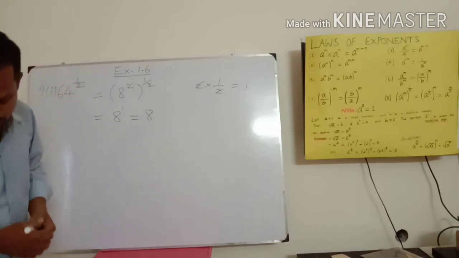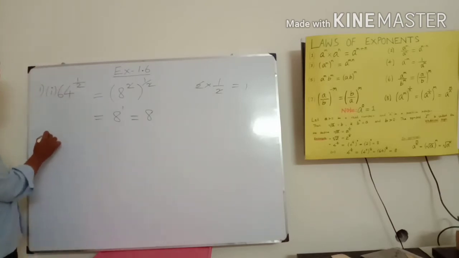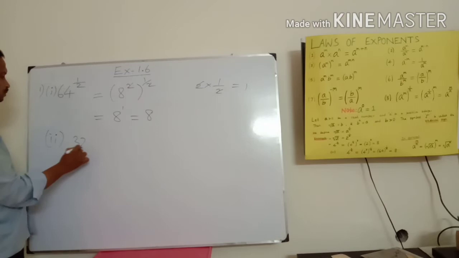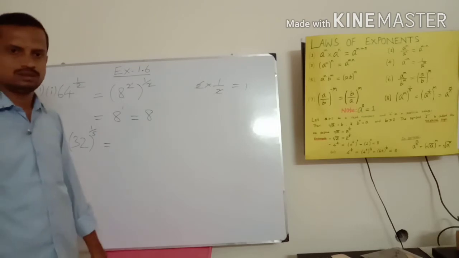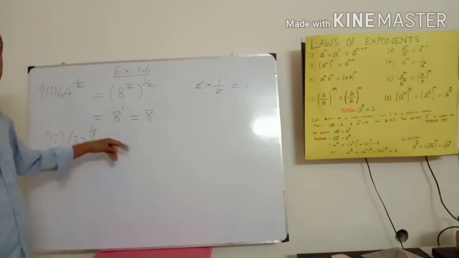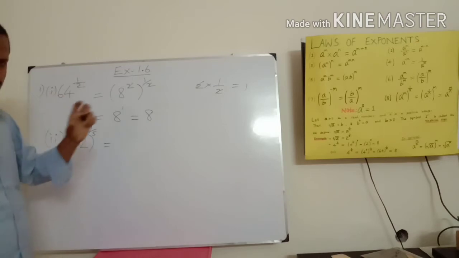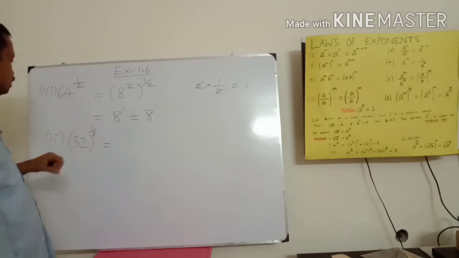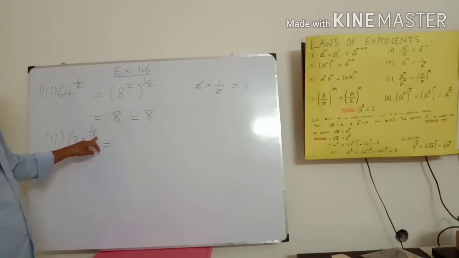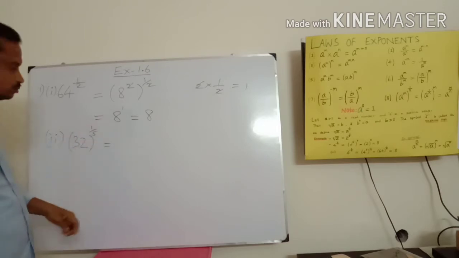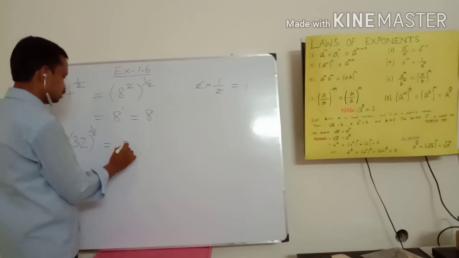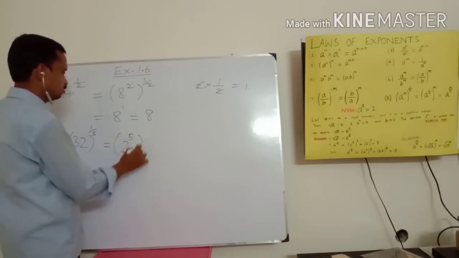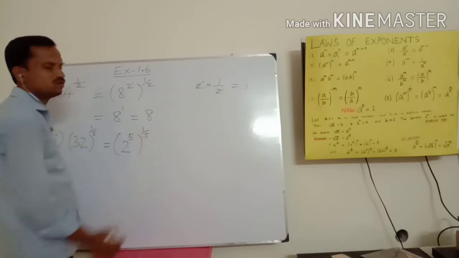And now we move to the next question. 32 whole power 1 by 5. So here the question is 32 to the power 1 by 5. The exponent is 1 by 5. So a fractional exponent is given here. What is the denominator of the exponent? 5. So we try to make the base 32 a number with power 5. As I told earlier, 32 is nothing but 2 power 5 and then whole power 1 by 5.